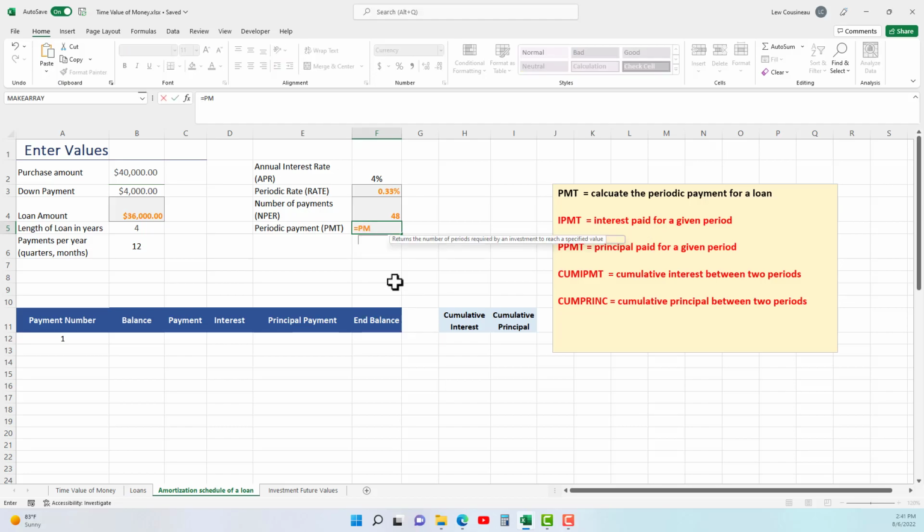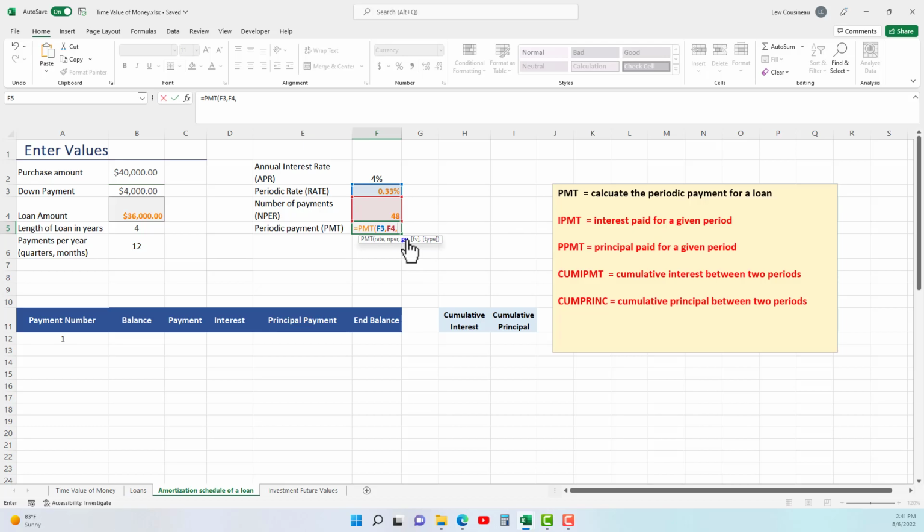So we're going to go equal PMT parenthesis. What is our interest rate? Remember, we're dealing with monthly payments, so we have to deal with a monthly interest rate. That's going to be that cell there. How many periods are there? 48, because there's 48 months. Got to make everything apples to apples.